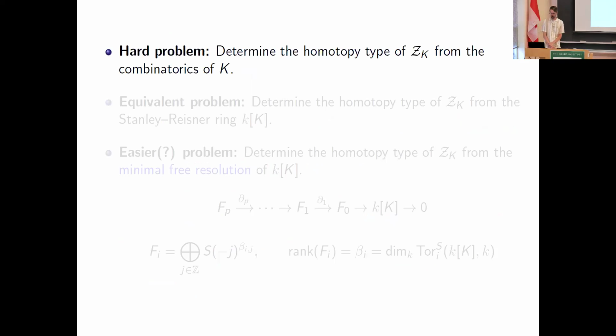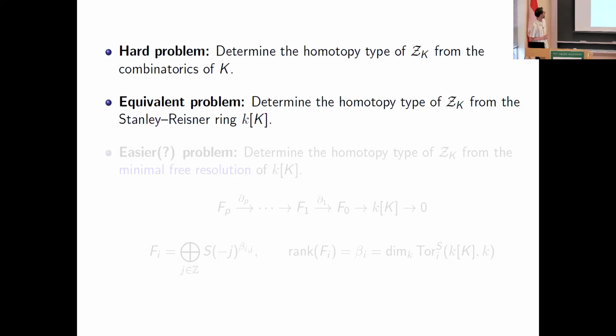Okay, so the problem I want to talk about is, the dream would maybe be to read off the homotopy type of a moment angle complex straight from the combinatorics of K, if you could. There are some examples where you can do that, and I'll mention them later. But in general, this seems to be a very hard problem. There aren't so many simplicial complexes for which the homotopy type of ZK is really known.